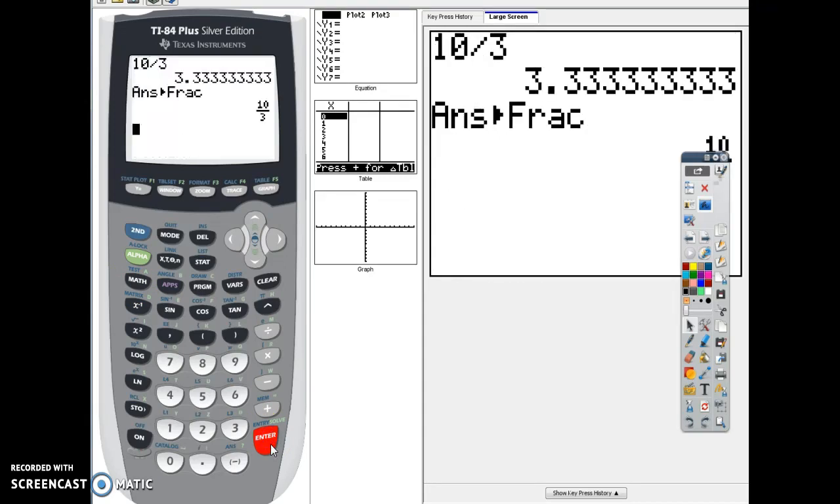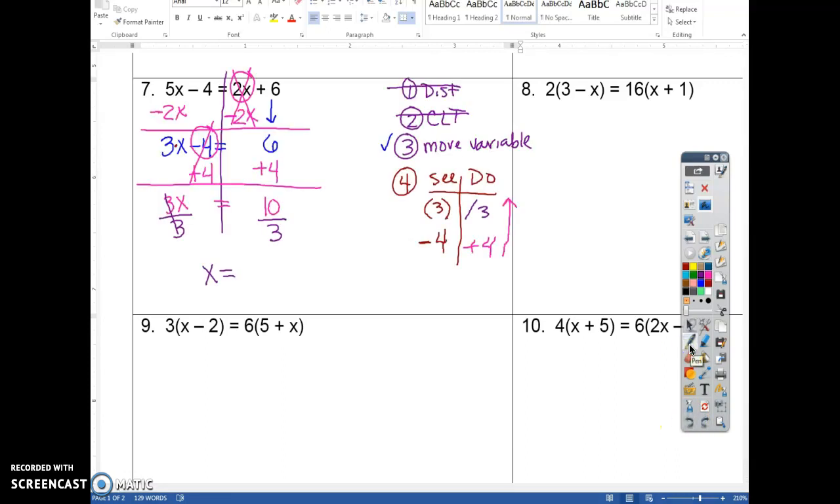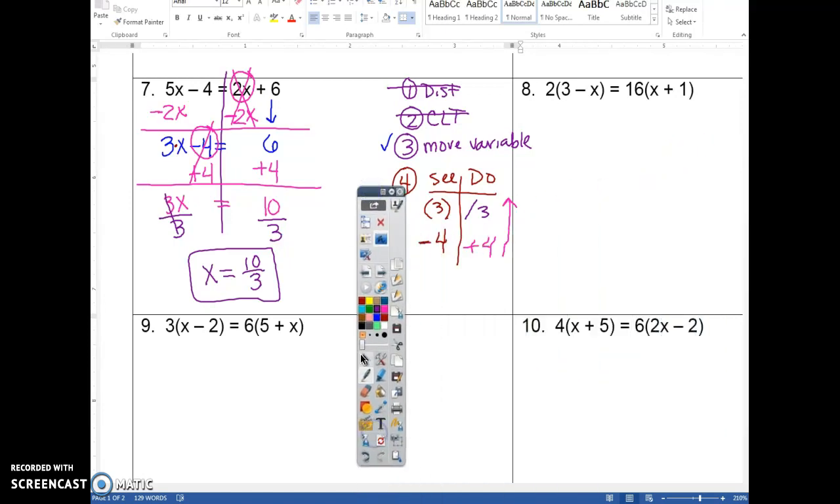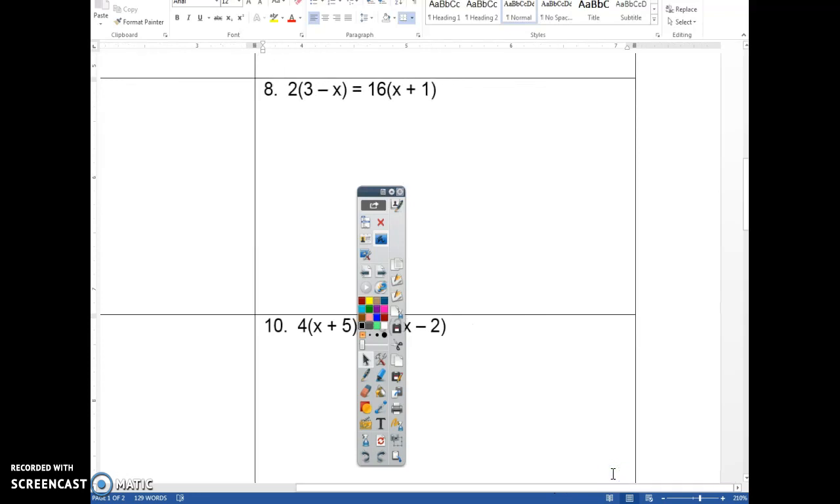Is that answer on your sheet? Go look at the back page on the bottom. Those are your answers. Look for 10 over 3. Is it there? Yes. So go ahead and cross it out because that's one of your answers. 10 over 3 is the answer here. Okay? Problem number 8.